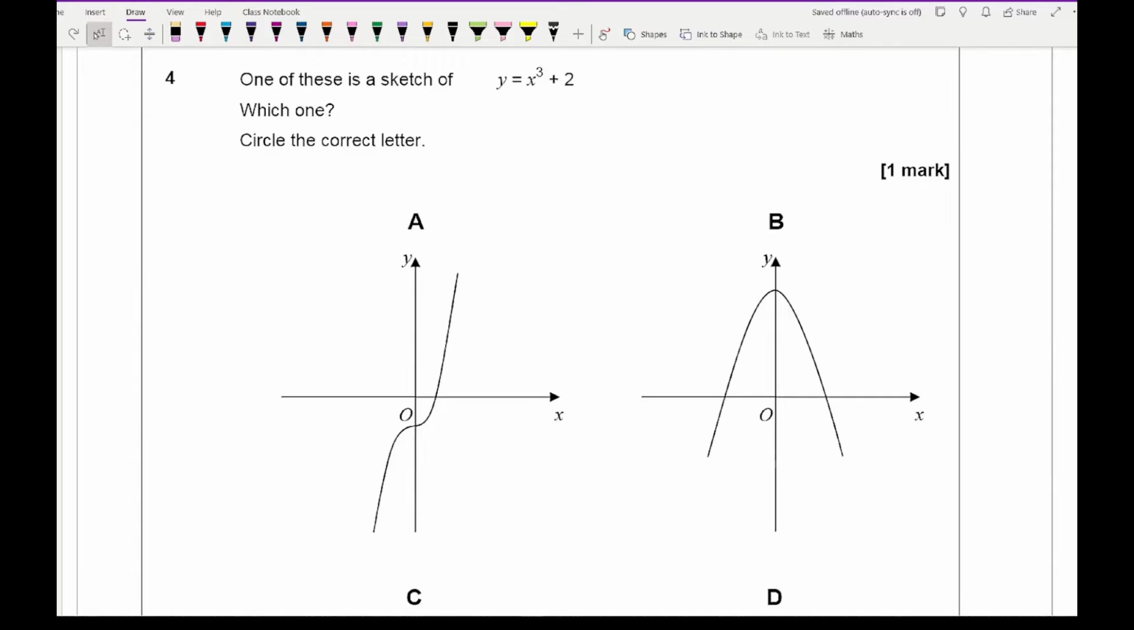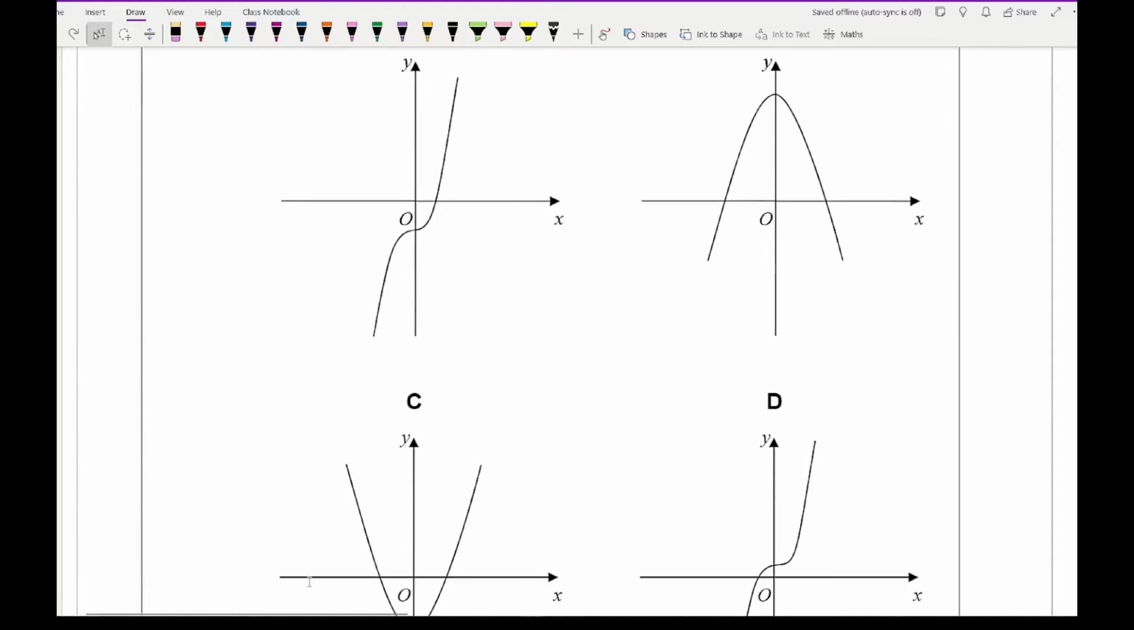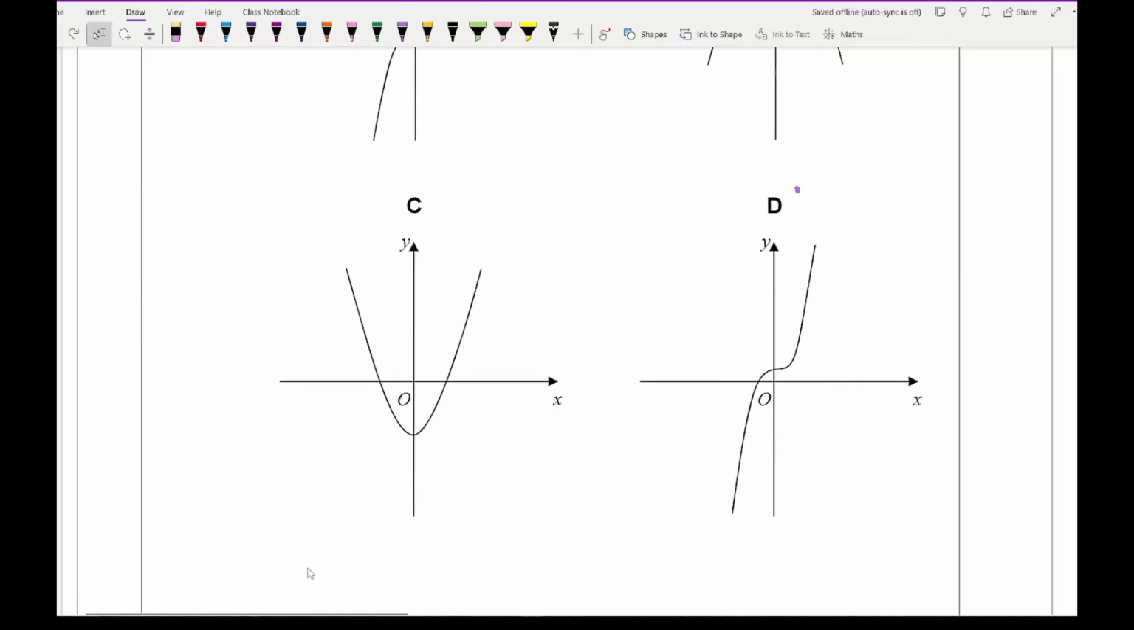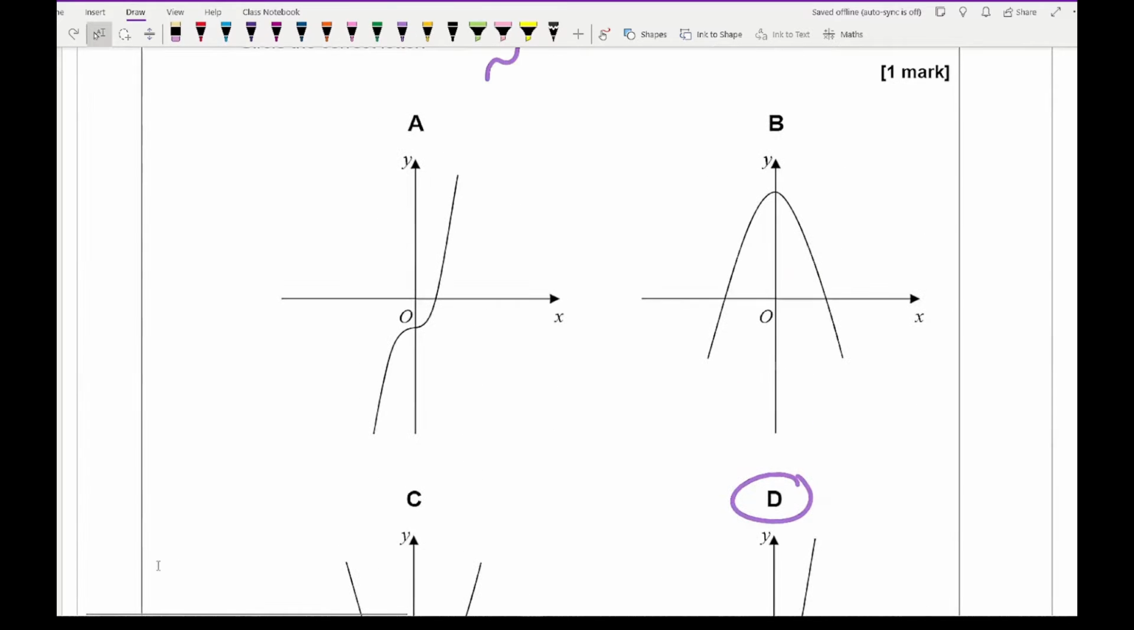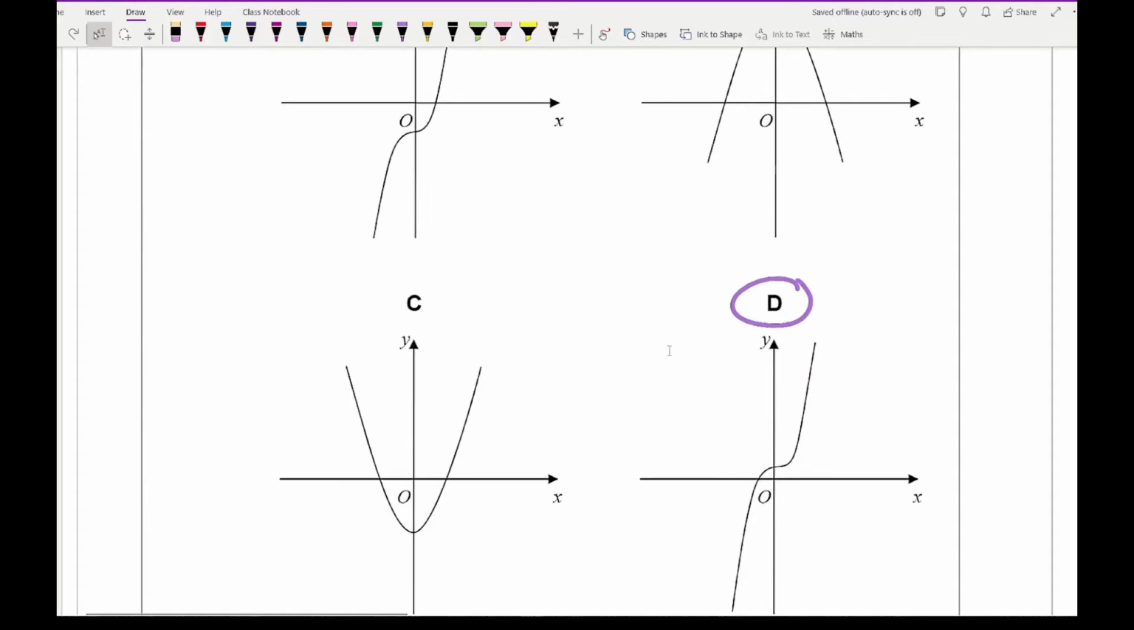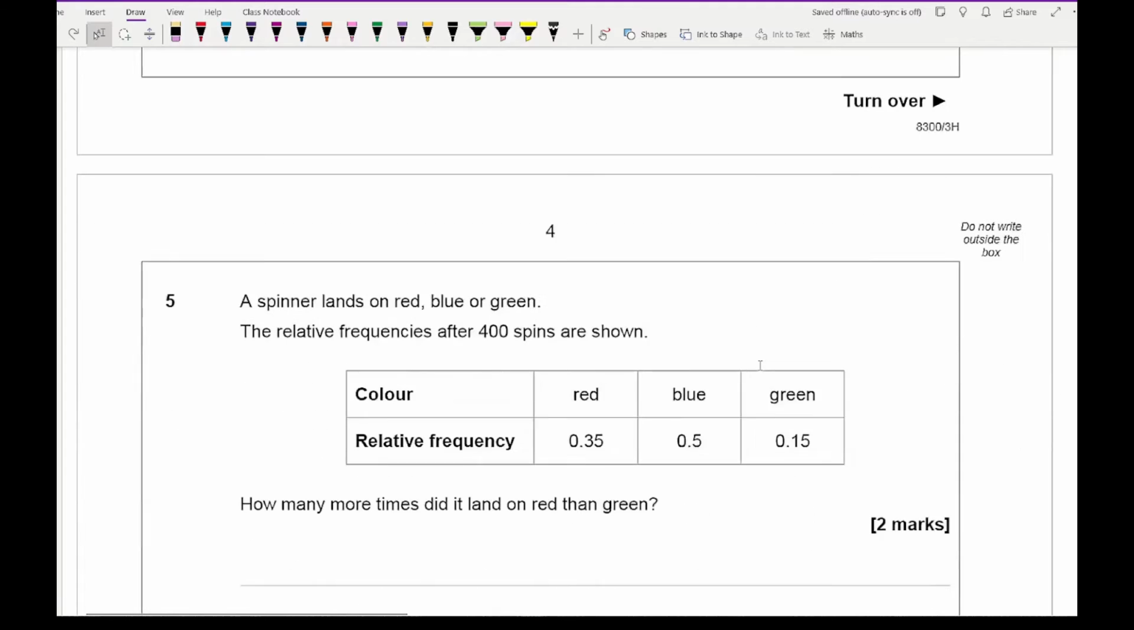Moving on to question 4, it says one of these sketches is of y equals x cubed plus 2. Which one is it? Well, because we're looking for a positive x cubed, we're looking for a shape that looks like this. And as it's plus 2, we're looking for a y-intercept of 2. So it's either going to be A or D. A has a y-intercept that's less than 0. B and C are both quadratic graphs, so the actual answer is going to be D.